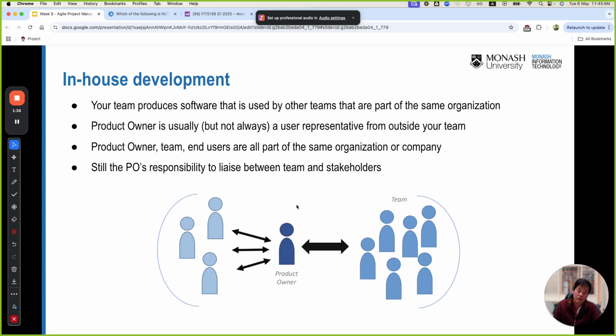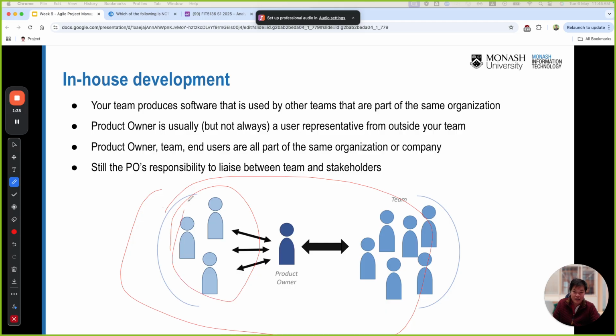This is another model, in-house development. That means an internal software development team inside your company. This is the boundary of the organization, the company. These are end users, which could be the marketing team. The product owner talks to the marketing team, who say, we need a discount campaign. Then the product owner asks the software development team to develop that discount campaign, for example, a 20% discount on something. That's the point about in-house development.